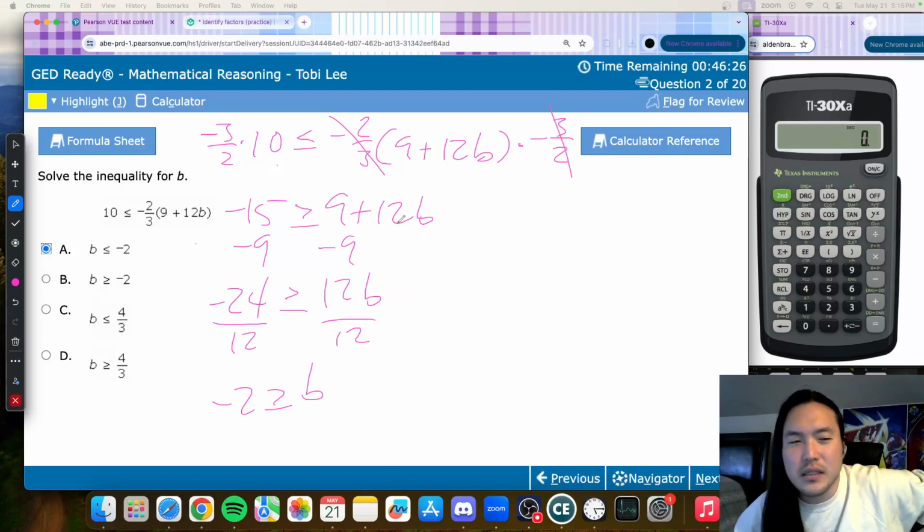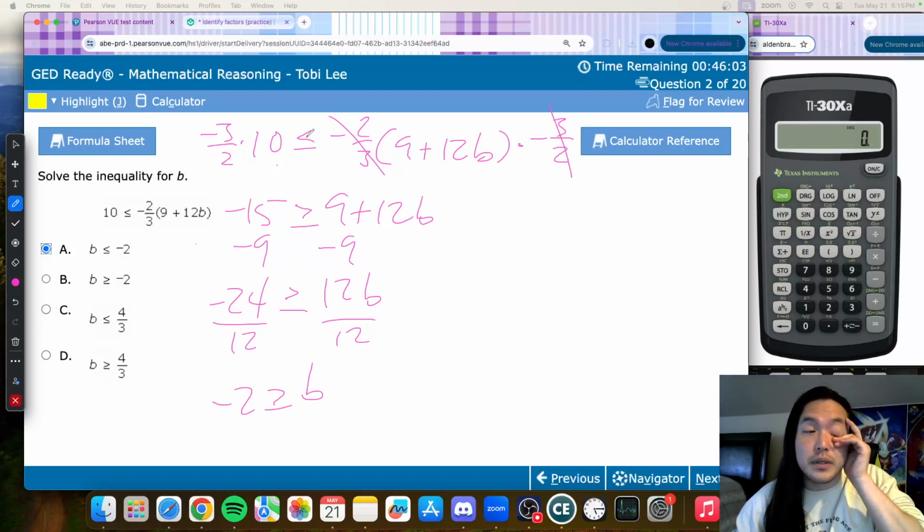Hopefully this makes sense. So if we have 9 plus 12 times a number, obviously 12b is going to be equal to that number minus 9, right? And then we have some number is greater than or equal to 12 times b. Well, that means b is definitely less than or equal to that number divided by 12. That's just how math works.